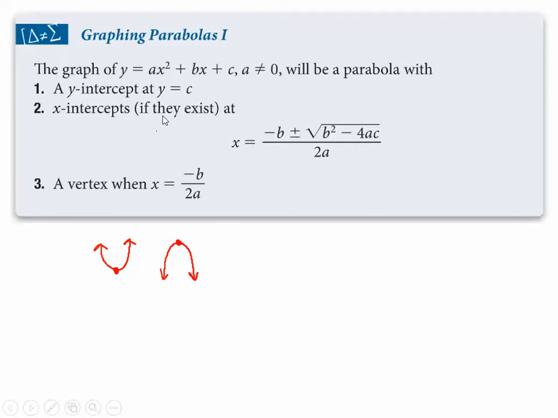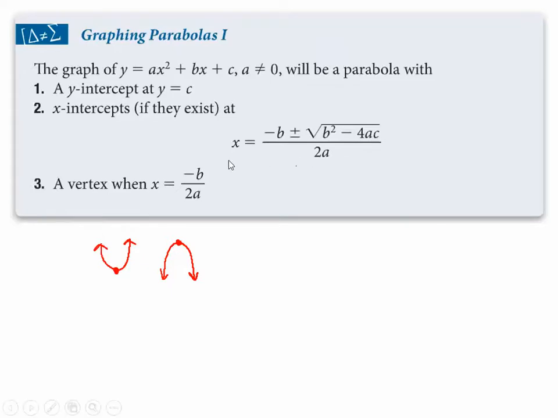X-intercepts, and notice it says if they exist. All right, why the world if they exist? Because if there's a complex answer, there's no intercepts. Remember, the x-axis is called a real number line. If you have a real number, you're going to have a point along the x-axis. If you have a complex answer for this discriminant, then you have no x-intercepts. What gives you the x-intercepts is the quadratic formula. Now real quick, do we always have to use the quadratic formula? No. If we can factor, we might as well just factor and be done.